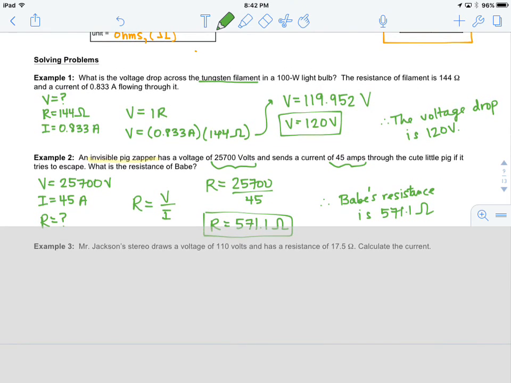So keep in mind, look at the format of how I'm solving these, right? This is, again, using the GRASS method that we've talked about, where we list our given information, our required information, we talk about the approach, we solve it, and then we give a little statement.